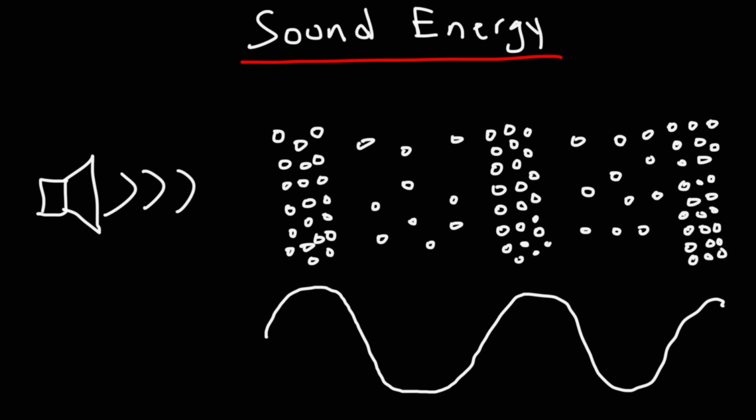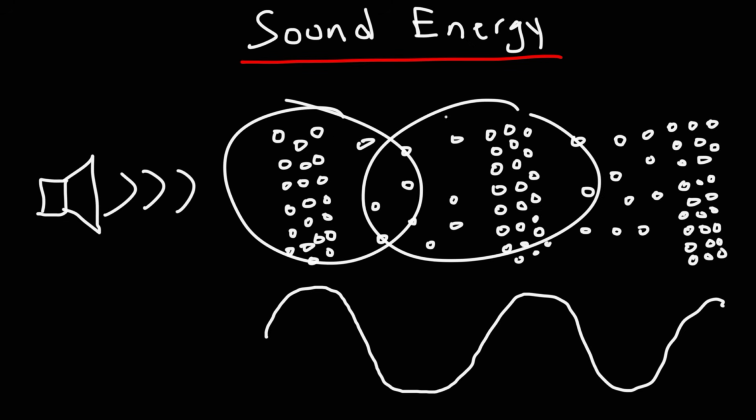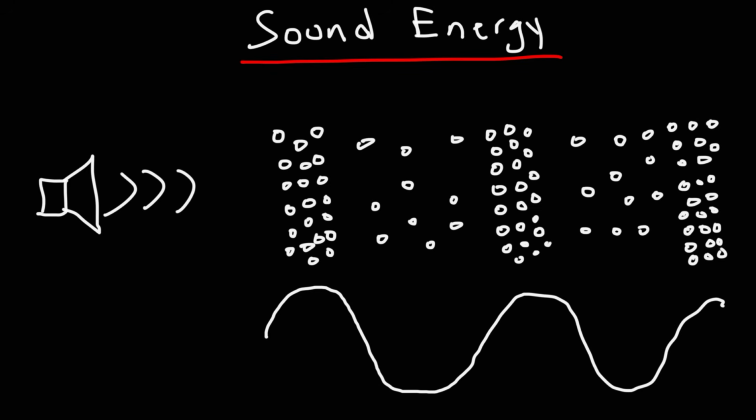But in empty space, you don't have a lot of particles where you can have regions of compression and expansion, so sound really doesn't travel in space. But nevertheless, sound is a wave, and waves can transmit energy. So that's what sound is. It's basically a pressure wave.